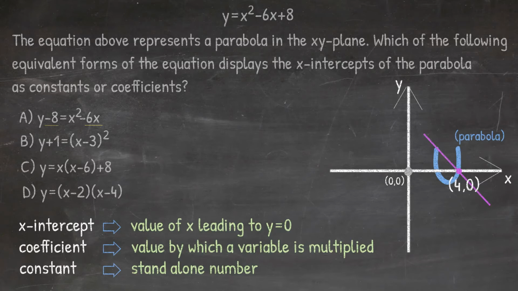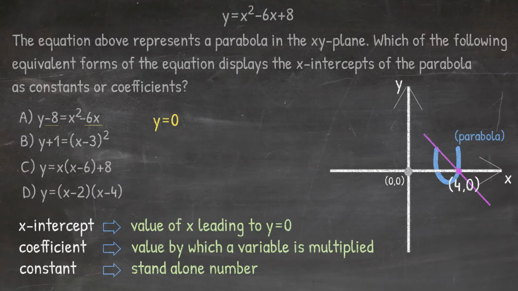So let's go through answer choices one by one and identify the one where the x-intercept is very obvious. And once again, x-intercept is a situation where y equals 0. And that's the point where the line or the curve, in this case it's the curve because we're dealing with a parabola, intersects the x-axis. Looking at answer choice A, y minus 8 equals x squared minus 6x.